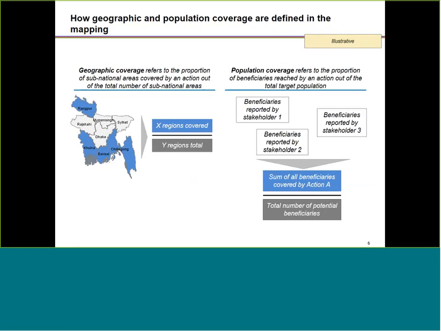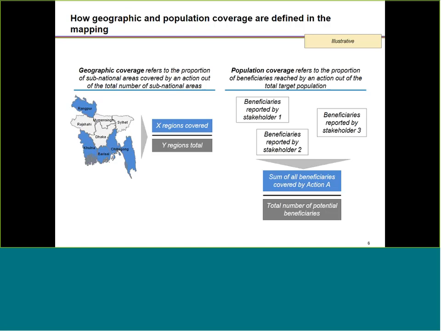Before diving into the specific questions that the mapping exercise aims to answer, I want to quickly define what we mean by coverage and how we calculate the two types of coverage that you will hear me talk about today. The first type of coverage is geographic coverage. We define geographic coverage by the number of subnational zones reached by a particular action over the total subnational zones in a particular geographic unit.